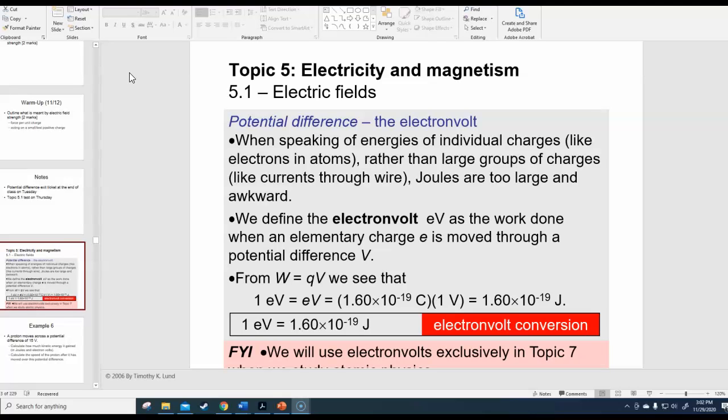Okay, so in the last video we talked about the concept of electric potential difference. This video will be a pretty short one, and then we'll finish up the unit. Okay, so the last main thing I want to talk about is the concept of the electron volt.